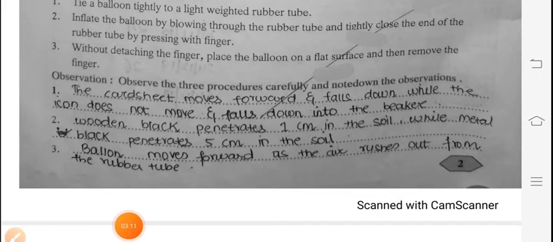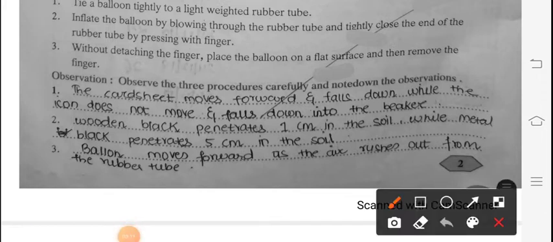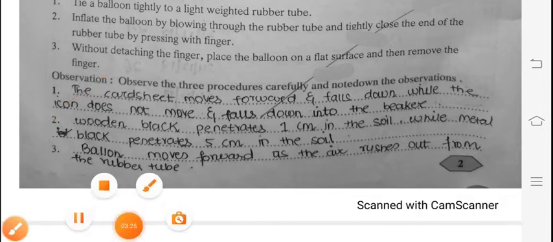Here we have to consider the balloon and tube. Whatever observation we have seen in the experiment, we have to write as per points number 1, 2 and 3 for procedures A, B, C. So all this observation we will see in the video. Let's go ahead with the video.